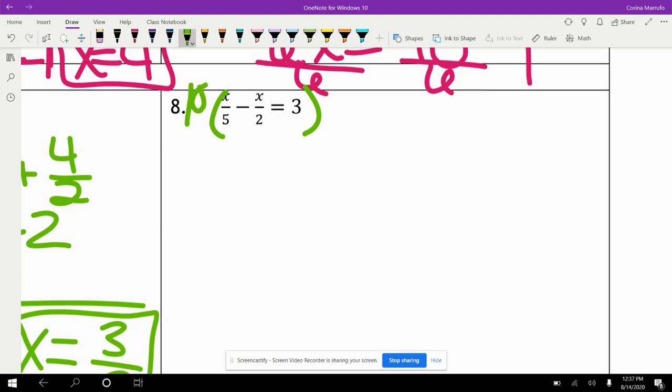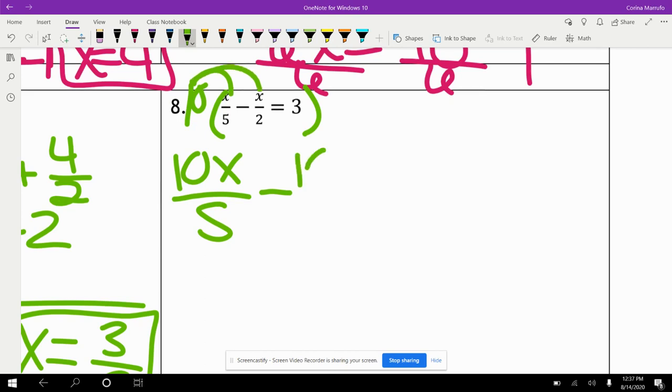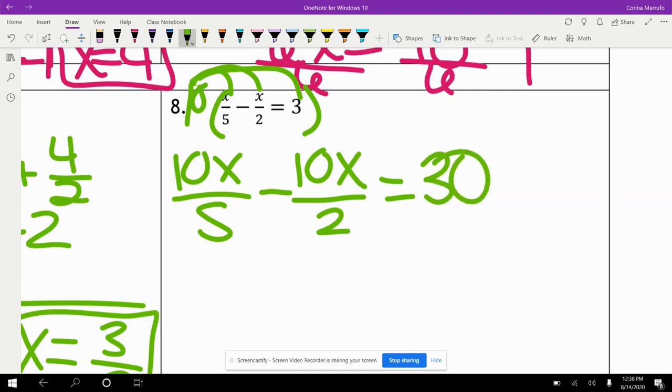So we go ahead and multiply. 10 times x is 10x divided by 5 minus 10 times the other x gives us 10x divided by 2 equals, and then we multiply 10 times 3, and that gives us 30. Then we need to simplify these fractions. So 10 divided by 5 gives us 2x minus 10 divided by 2 gives us 5x equals 30.